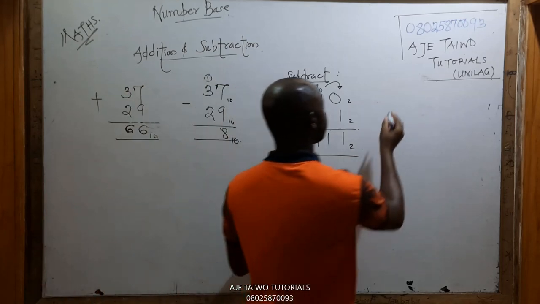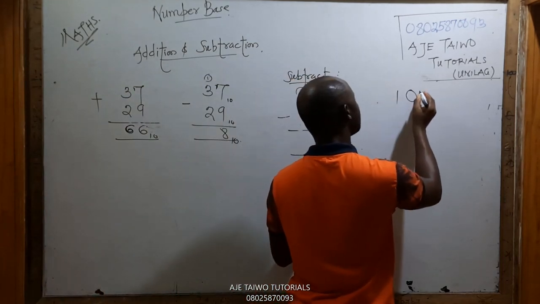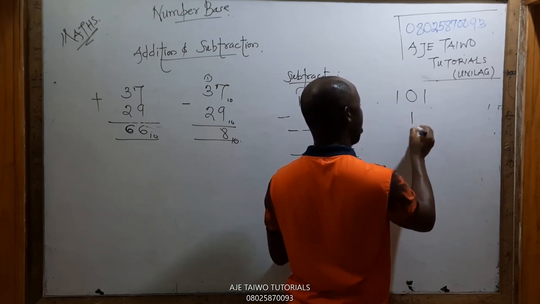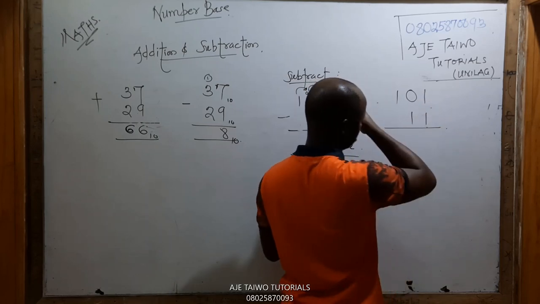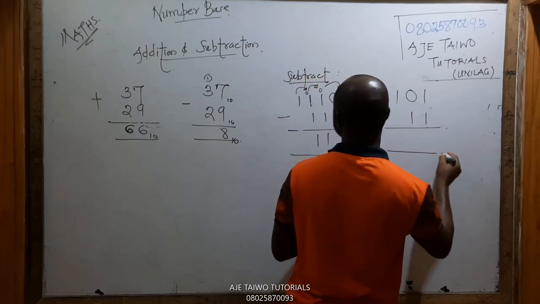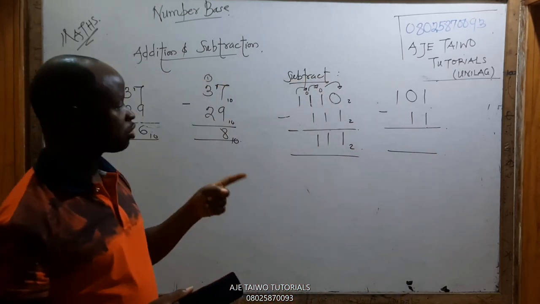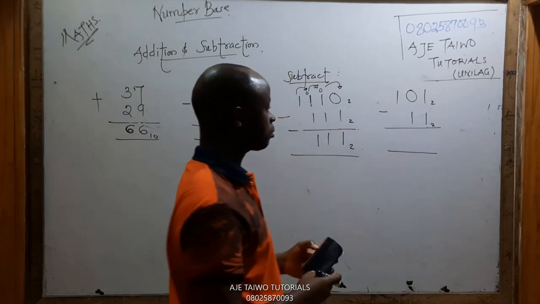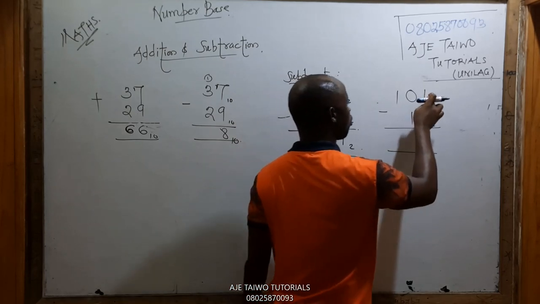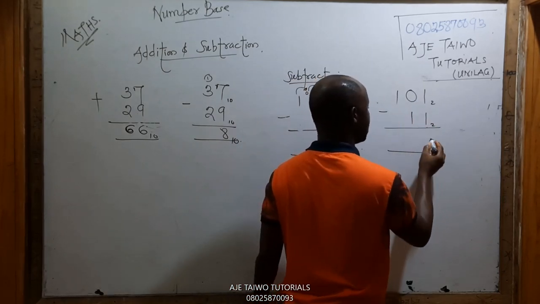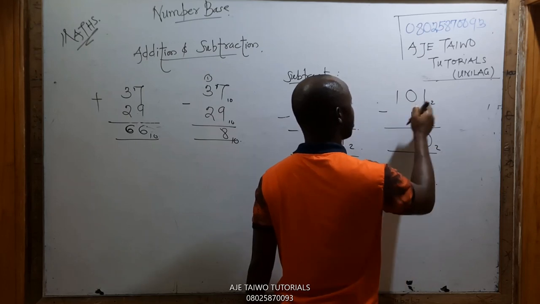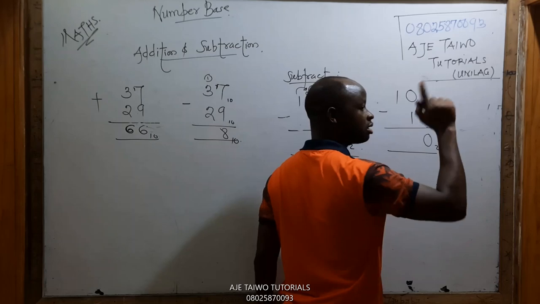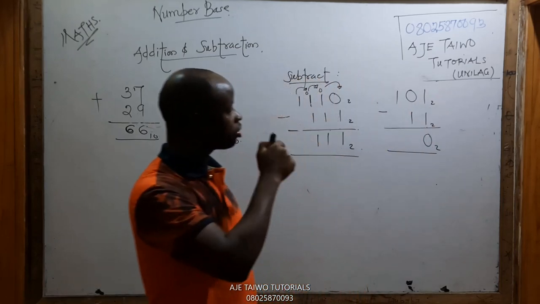Let's see this one. If you have 1, 0, 1 minus 1, 1. Let's do it this way. I want to subtract. Just watch, please. This is base 2. So let's go. 1 minus 1 is 0. You don't have to go at all. You can see 0. 0 minus 1 is not possible.